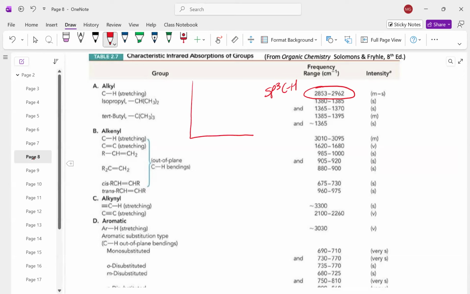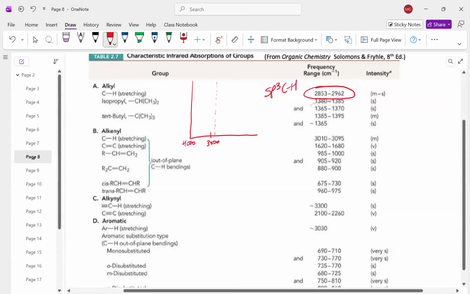So we have our IR spectra here. Again, we've got 4000 on this end, and here's 3000. And sp3 carbon-hydrogen is going to be right below that. Now, what about the other ones? You don't really care about these. We're not going to be worried about that so much.